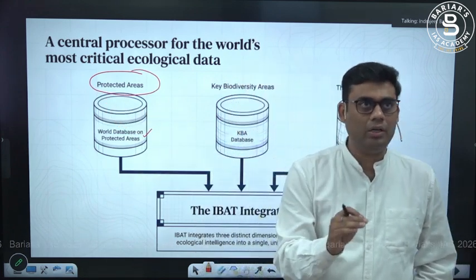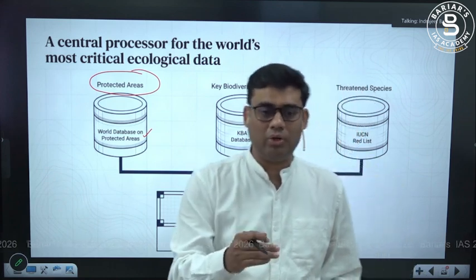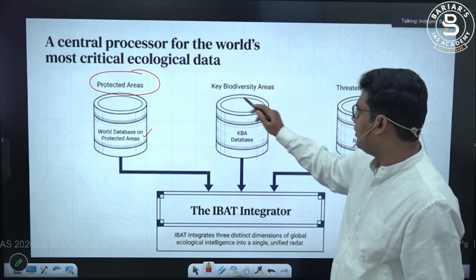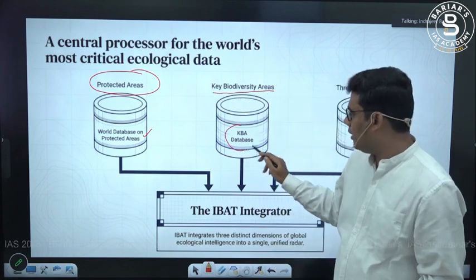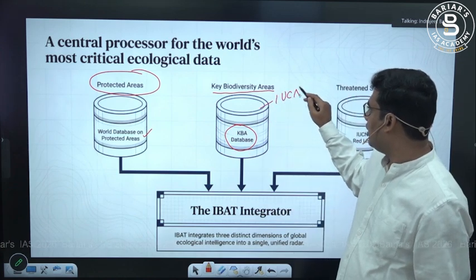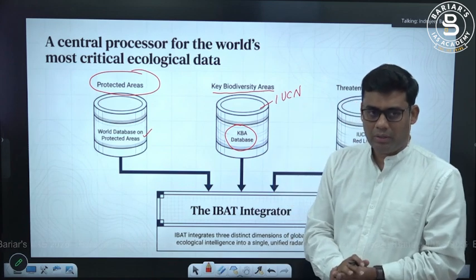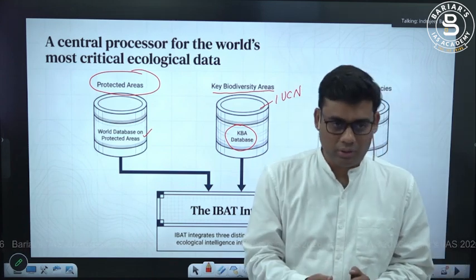And when you say protected areas, it means the legally protected areas in different countries. The second one is the Key Biodiversity Areas. This KBA database is maintained by IUCN, and it basically tells us what regions are important for biodiversity.